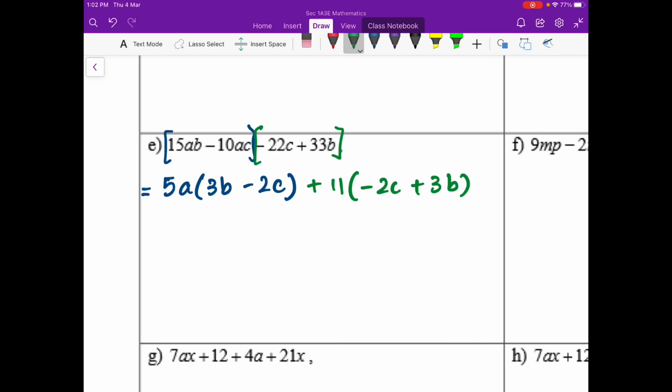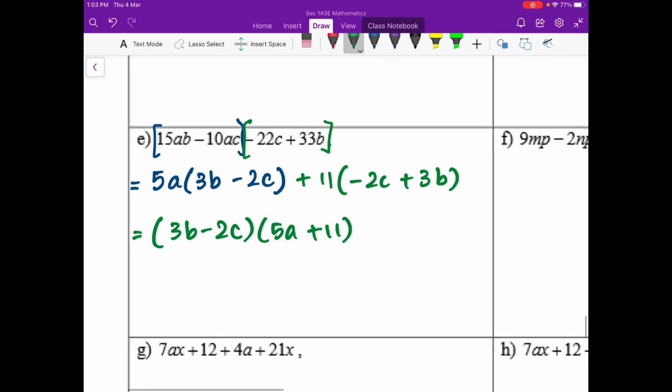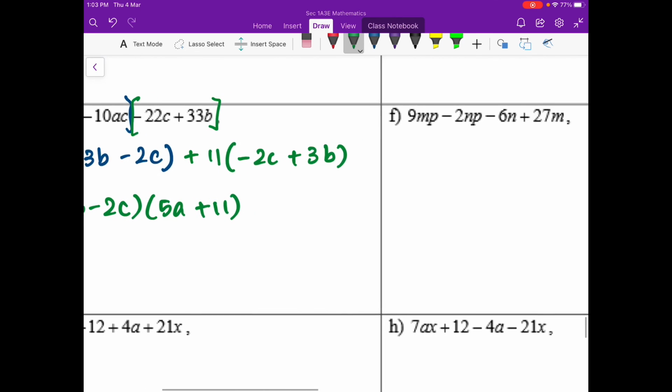Negative 2c plus 3b. Do we have common factors? Yes, they are the same, although it's written in another form. So that's negative 2c plus 3b, turning it around, same thing. Yeah, you can turn it around to just complete. Okay, so 3b minus 2c, 5a plus 11. Same. Or if you write negative 2c plus 3b, nobody will fault you. Next one, part F.